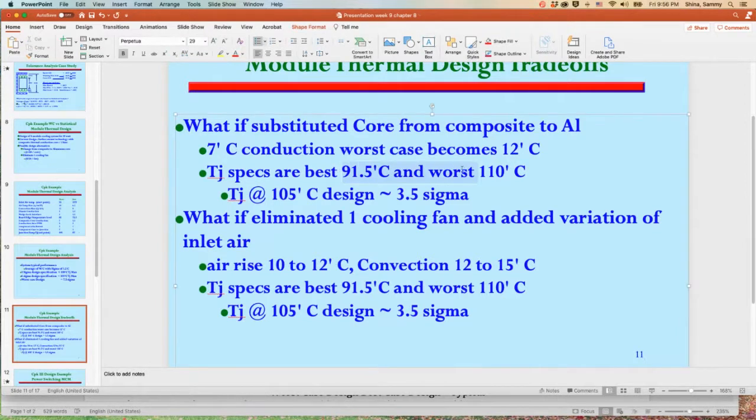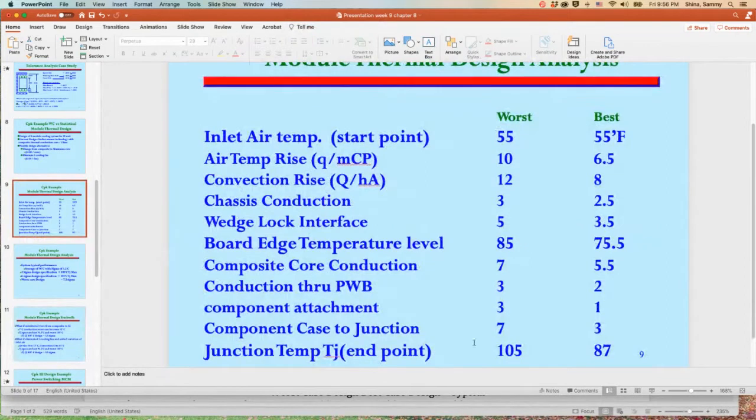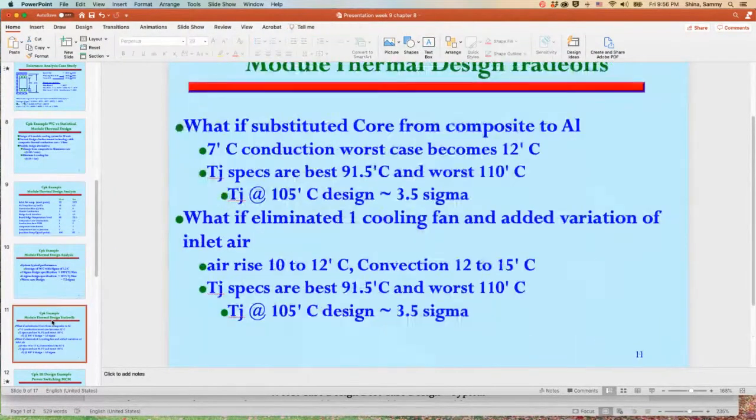So the best is 91 and the worst is 110. So instead of looking at that, it would be 110 and 91 over here, okay? Because we get less temperature rise with aluminum. Well, excuse me, more temperature rise with aluminum. And if we use aluminum, we end up with a junction temperature on the average of 105 and 3.5 sigma.